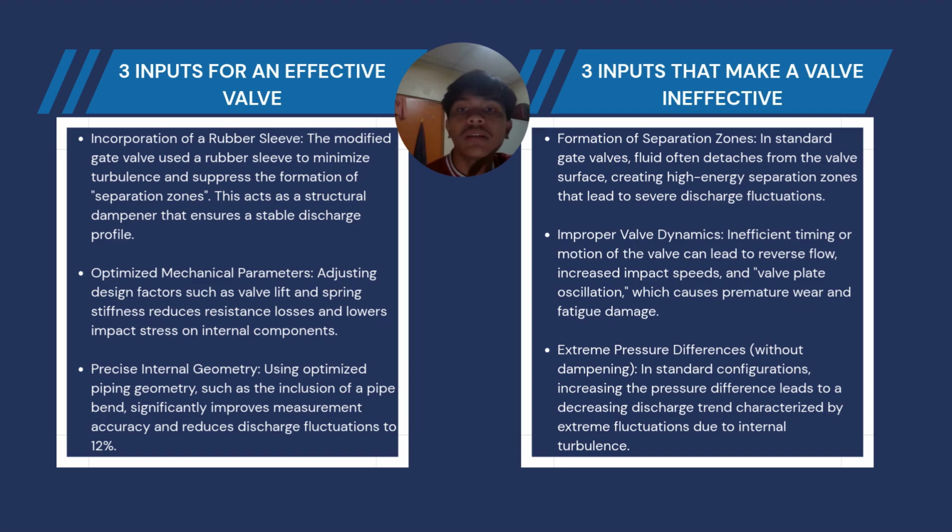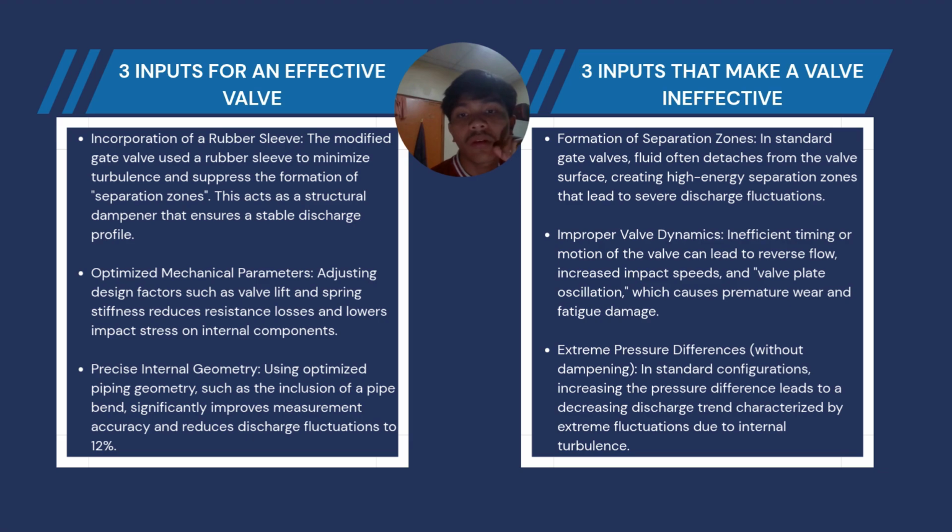uses a rubber sleeve to minimize turbulence and suppress the formation of separation zones. This acts as a structural dampener that ensures a stable discharge profile. Second one is optimized mechanical parameters. Adjusting design factors such as valve lift and spring stiffness reduces resistance loss and lowers impact stress on internal components. The last one is precise internal geometry.